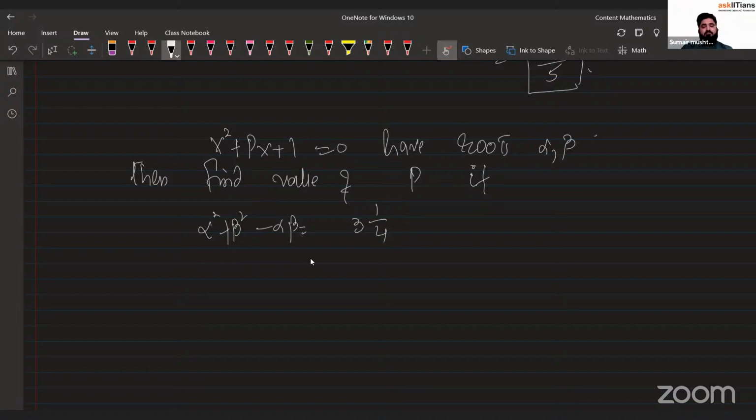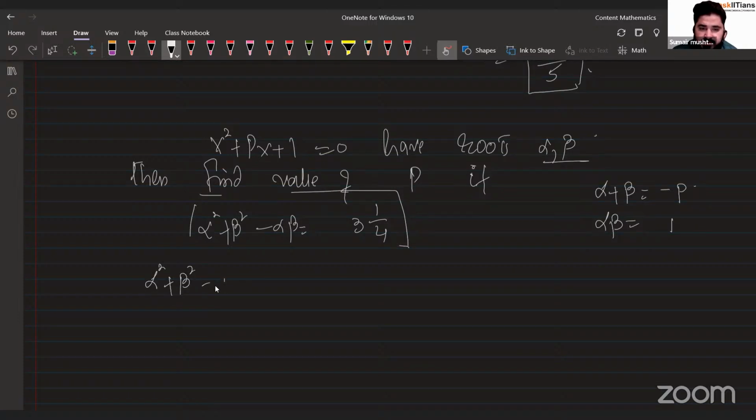Listen, first of all, we'll find the relationship. Alpha and beta are the roots. So find the sum, alpha plus beta, that's equal to negative b by a, that's equal to negative p. Alpha into beta is equal to 1, because a is 1 here. Okay. Now, we will try to plug in this value here. You have alpha square plus beta square minus alpha beta is equal to 13 upon 4, if you can see.